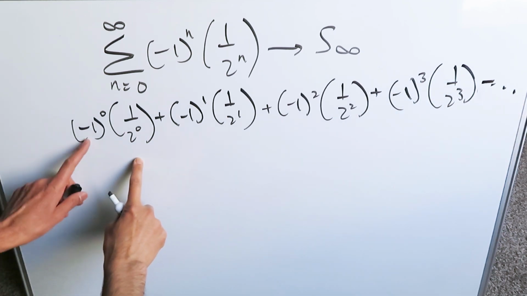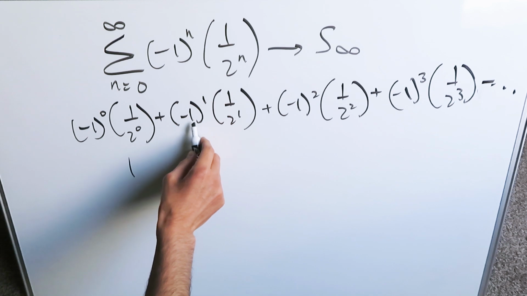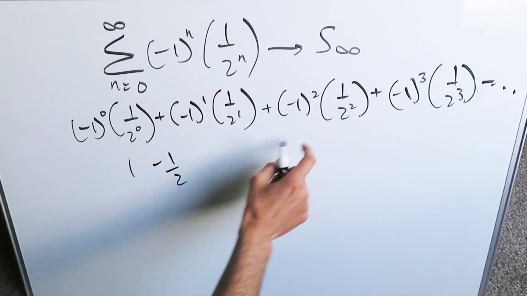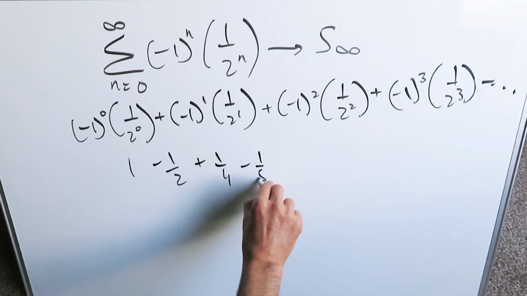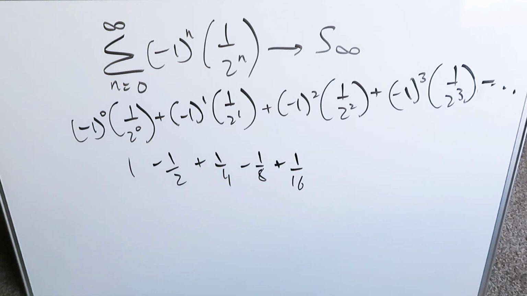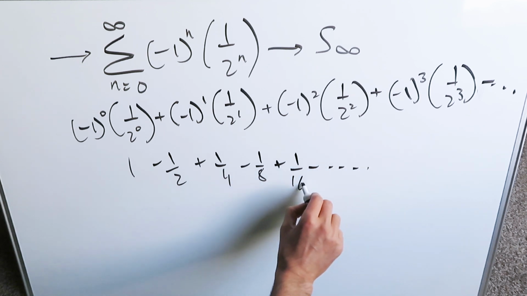But look, you solve it out. Minus 1 exponent 0 is a 1, and you have here a 1. Here you have a minus 1 over 2. Here you'll have a plus 1 over 4. Here you'll have a minus 1 over 8. Then you'll have a plus 1 over 16. If you're looking here at this rule, this is how your series is developing, like you see over here.